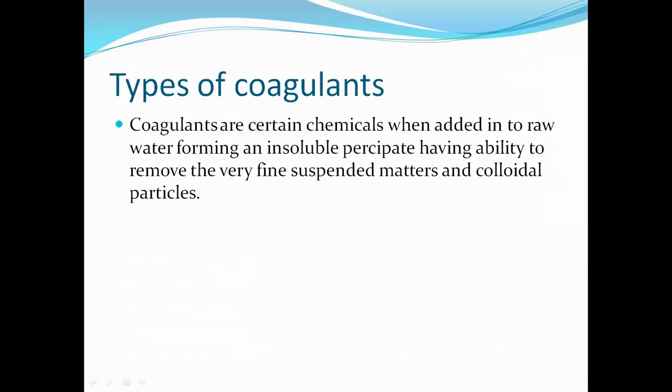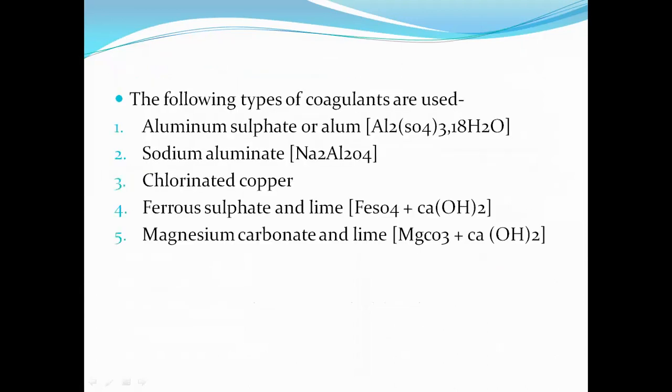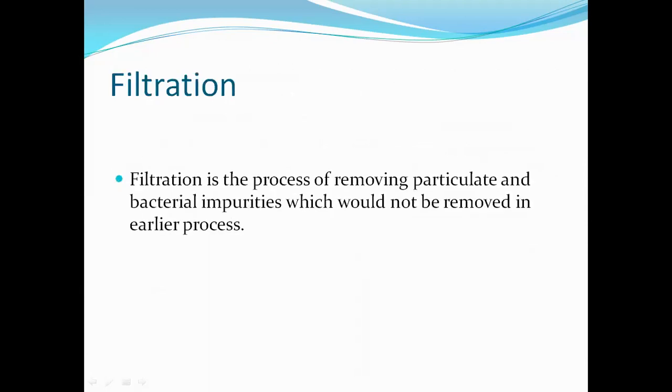Then we had discussed some common types of coagulants which can be used for the coagulation process. There are five common coagulants: first is aluminum sulfate or alum, then sodium aluminate, then chlorinated copperas, then ferrous sulfate and lime, and magnesium carbonate and lime. Now in today's lecture we are going to discuss the next process of purification, that is filtration.